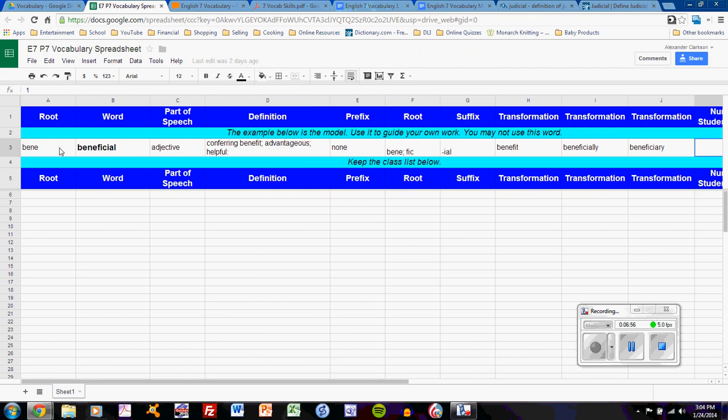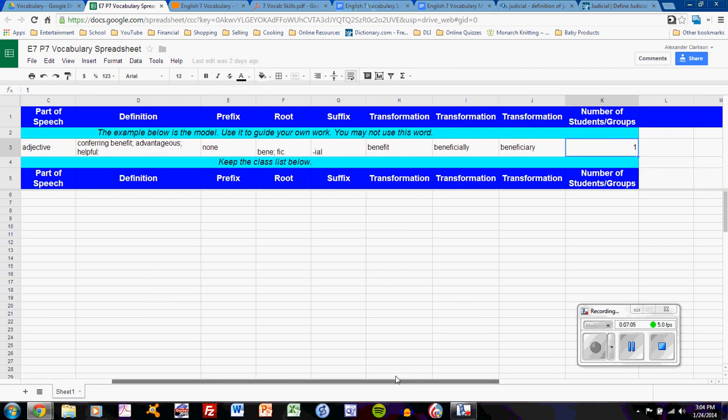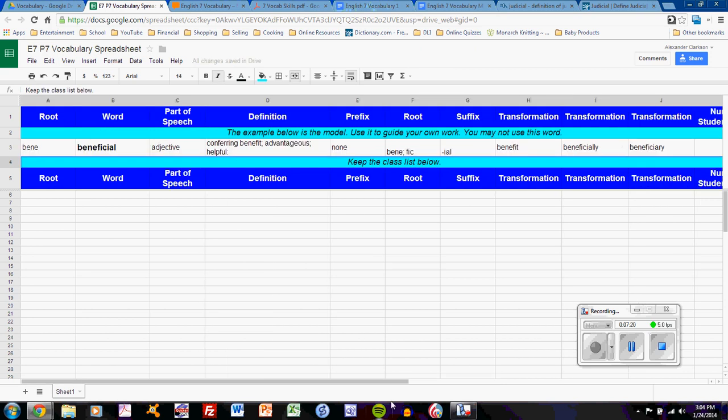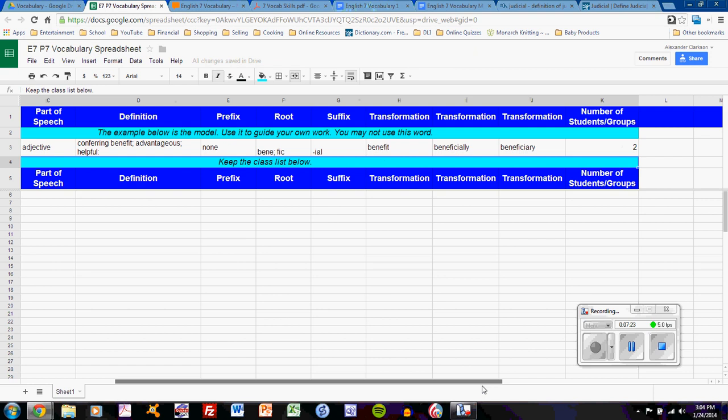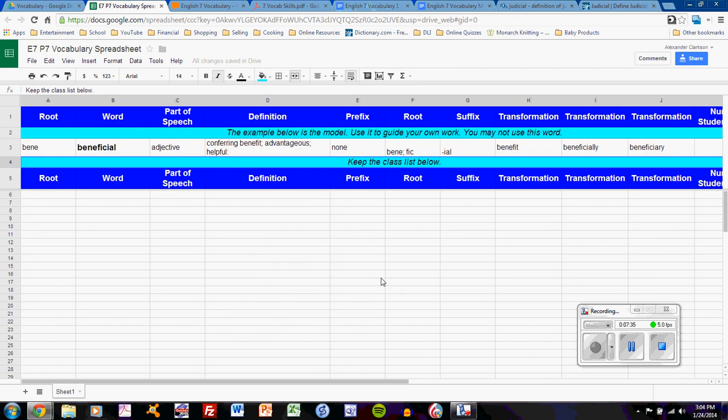So, for example, let's say that somebody has already entered beneficial as a word, and you see that it has the transformation of benefit, beneficially, and beneficiary. Well, you may have already done one of those words. You may have already picked benefit. If so, there's no need to enter it again. Simply up the number here by 1. So this means that you would enter a 2. That way, you and the teacher know that multiple students have found the same word. This will keep a spreadsheet of all words found by the class, and we'll note how many different words may have been found. Enter this information on the spreadsheet last, and you'll be finished with your lesson.